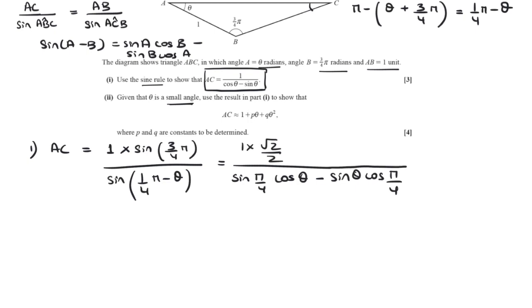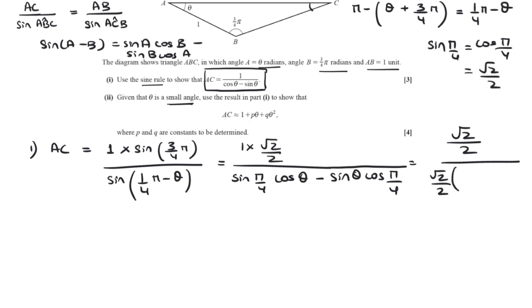Now, I can further simplify the values of sine pi over 4 and cos pi over 4. I know they are both equal to root 2 over 2, so I can just factorize it out. That will simplify really quickly. I'm left with cos theta minus sine theta inside the bracket, and root 2 over 2 will cancel out in the numerator and denominator. So there I have it: AC is equal to 1 over cos theta minus sine theta. There you go, so that's part A done.